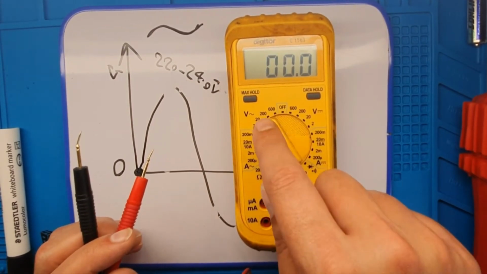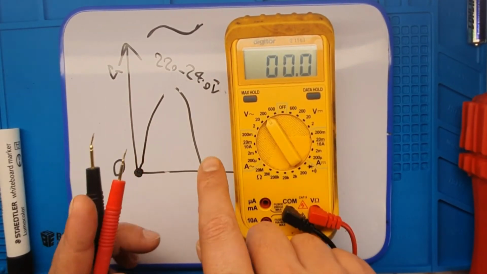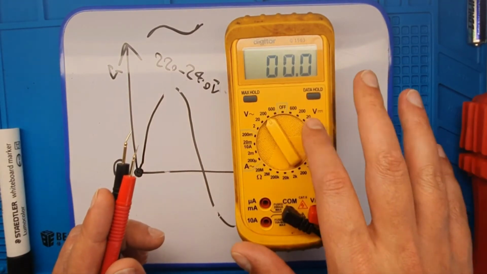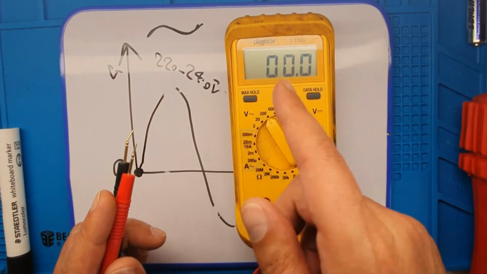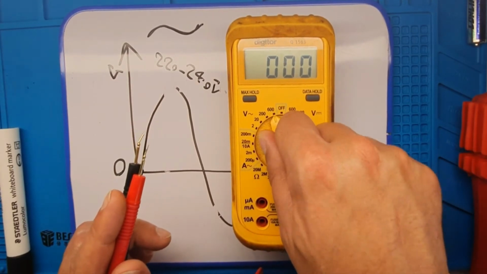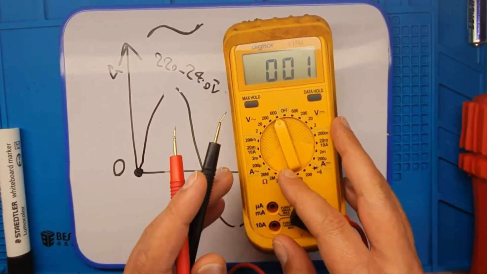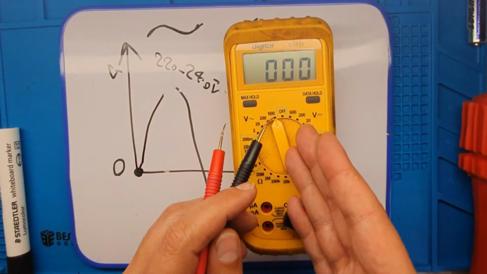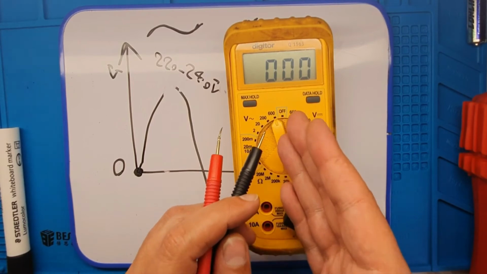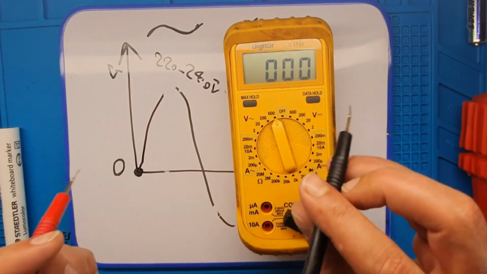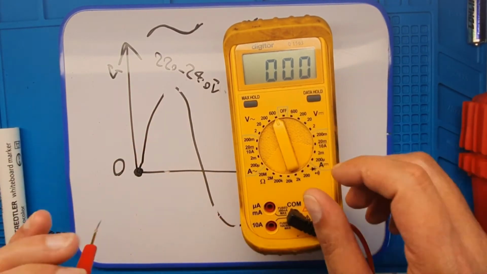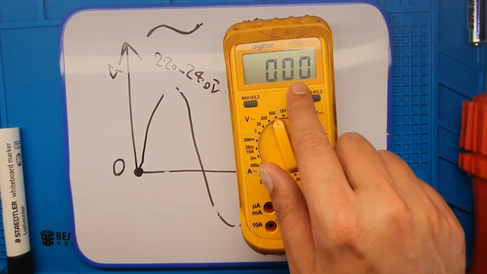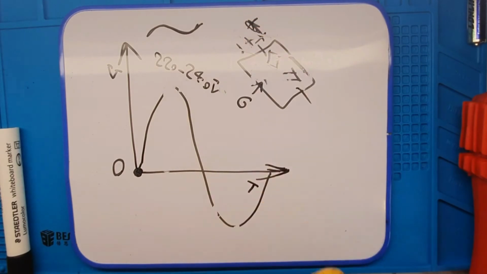So this is very important when you want to test the voltage, doesn't matter if it is DC or AC: we choose a range higher than that voltage, because 240 is higher than 200, your maximum is 600. You put the selector on 600 and you can test it, and it shows here how much voltage there is at the moment.